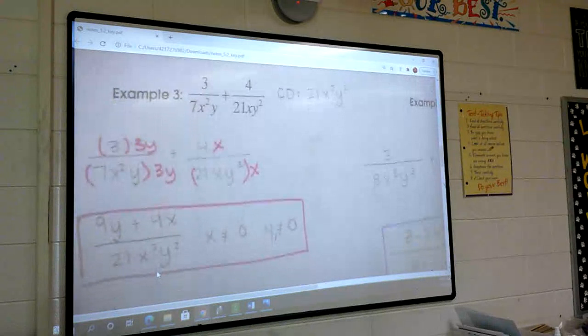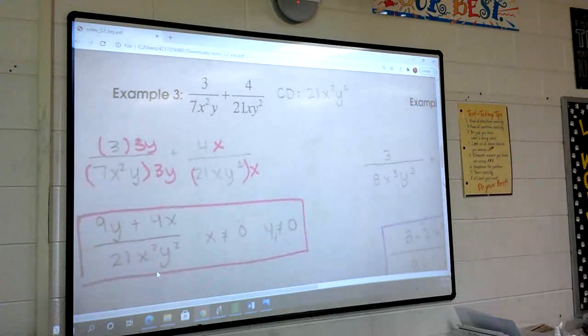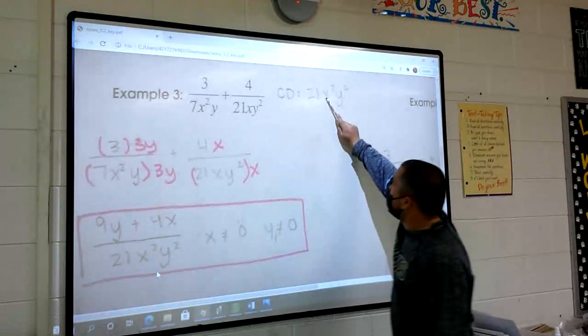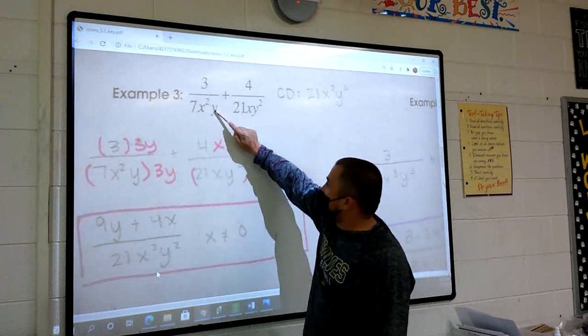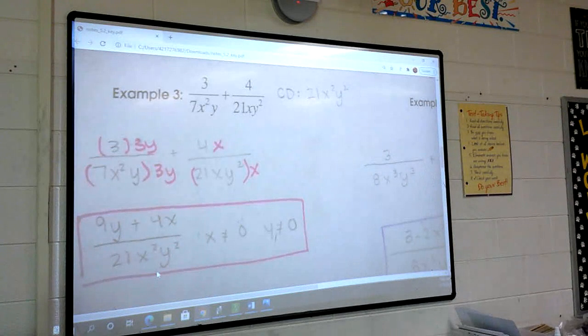Look at this one. You have 7x squared y on the bottom, and you have 21xy squared. So the number 7 and 21 will both go to, the lowest number that they both go up to is 21, because 7, 14, 21. So 21 is the least common denominator. This one has 1x, but this one has 2, so x squared is in our denominator. This one has 1y, but this one has 2, so y squared is in our denominator. So it's 21x squared y squared. That's what we're trying to get to make them all the same.